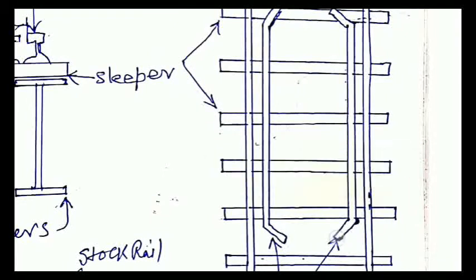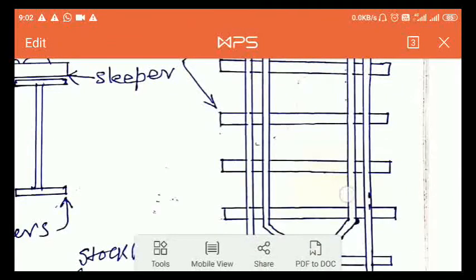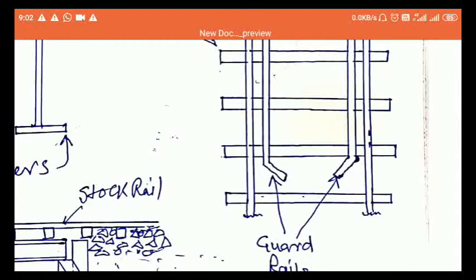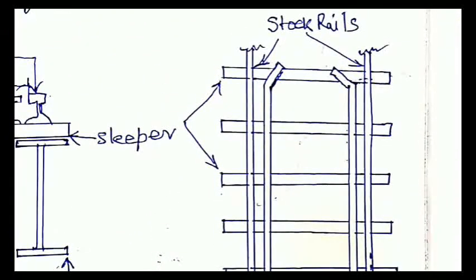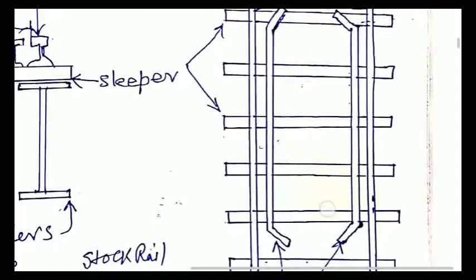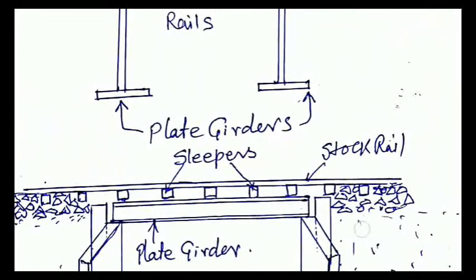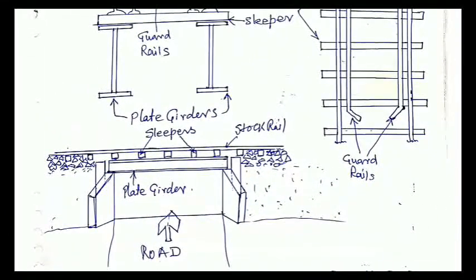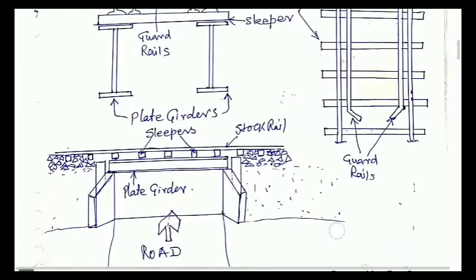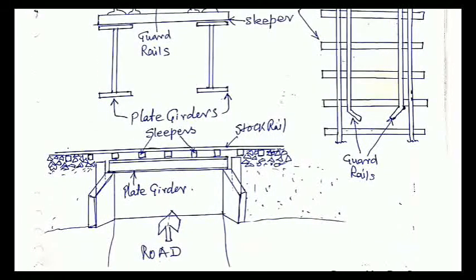These are the guard rails. These are just for safeguard of the wheels. The wheels should not derail at the bridge side. Along with these, there are some fixtures which fix the rails on the sleepers, and hence the combined track is functioning.